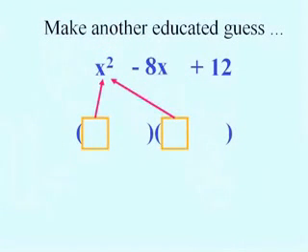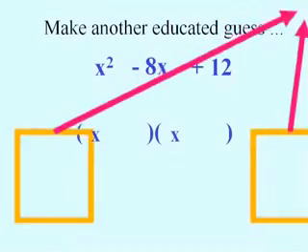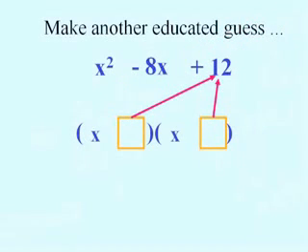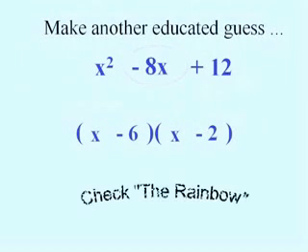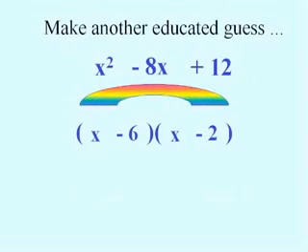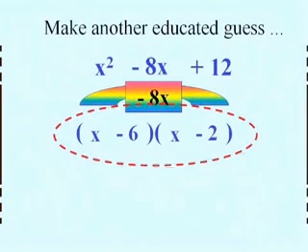Once again, x and x. And this time, remember, I want a positive 12. I can get a positive 12 with 2 negatives, negative 6 and negative 2. And if I check the rainbow, I'm going to get negative 2x and negative 6x. And I know I'm right. Hopefully you got the idea.